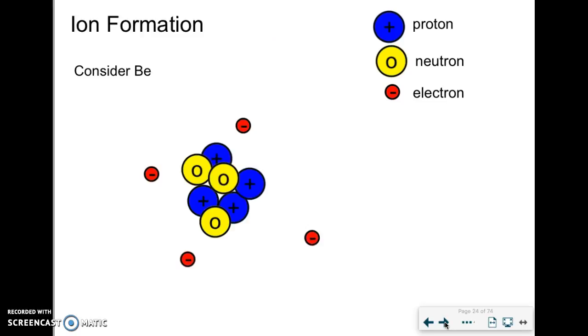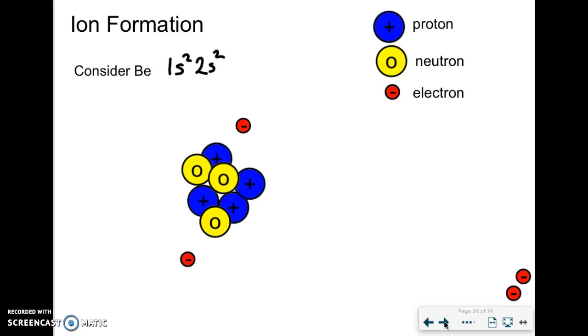If we consider beryllium's electron configuration, it's 1s2, 2s2. There are 4 protons in beryllium and 4 electrons. You'll notice that the 2s2 represents the 2 valence electrons. They're in the second quantum level. If these 2 valence electrons were to leave, I'm just going to move them off to the side.